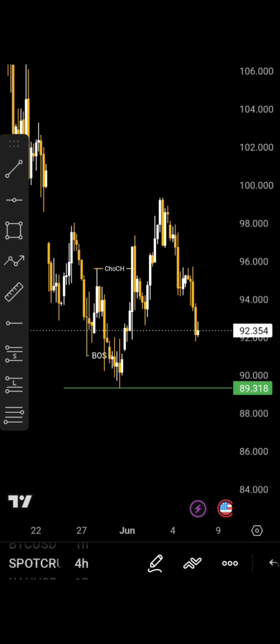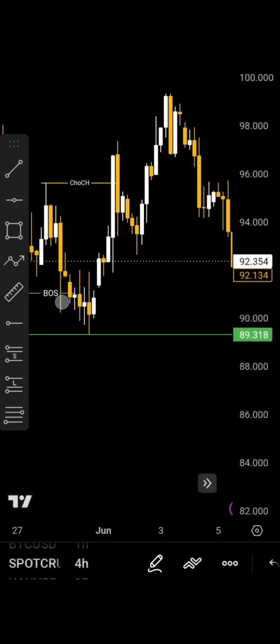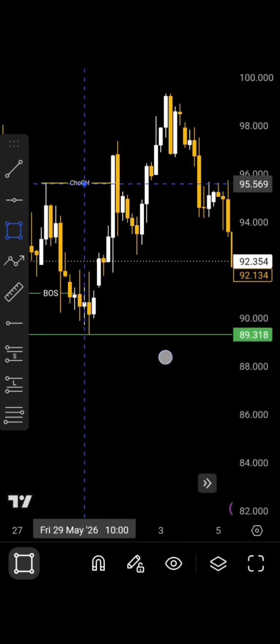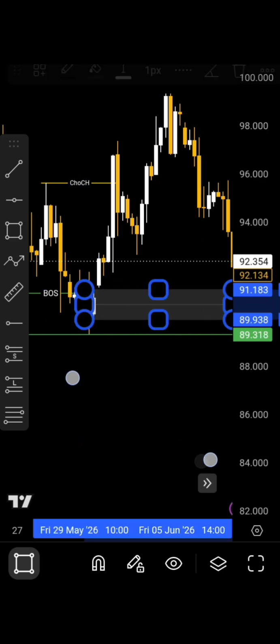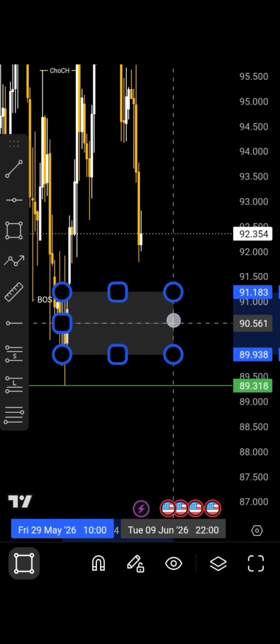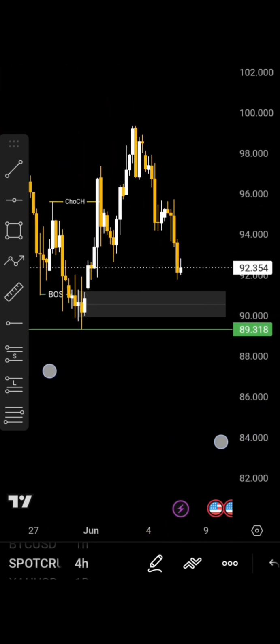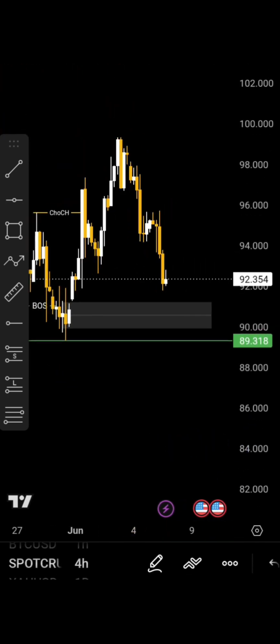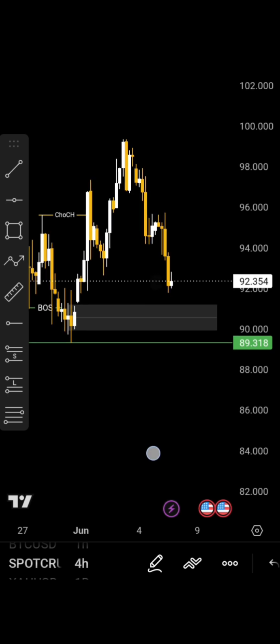Now the moment you get a change of character, all we are looking for is the demand area or the order block that caused that change of character, and then we expect price to come back into that zone and continue the move. So the order block that caused this change of character up here is just this candle here. We are currently at a phase where price is retracing back into that order block, and see, price is very close to it, right?